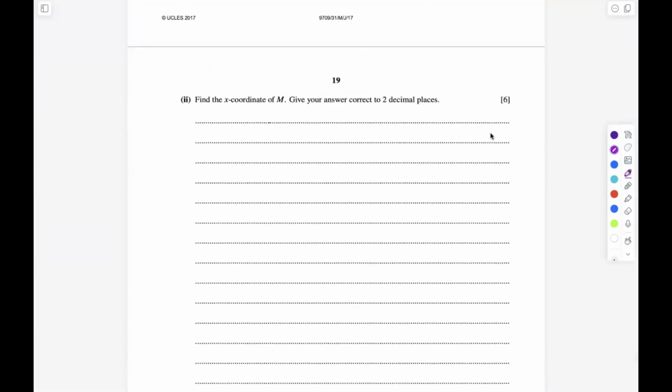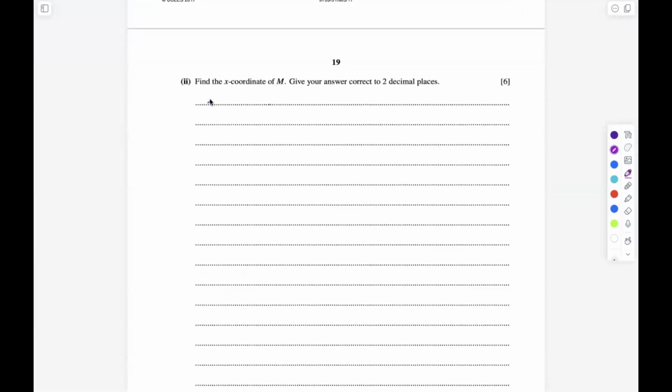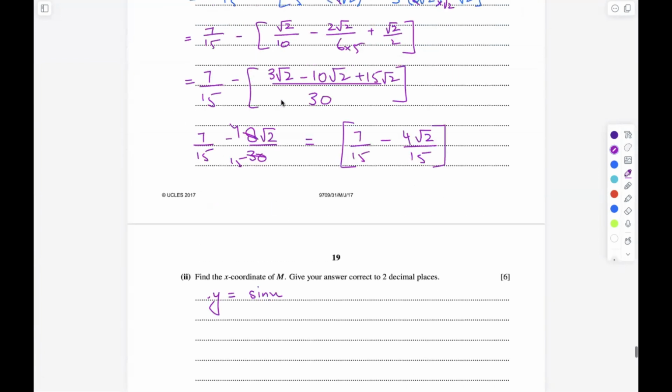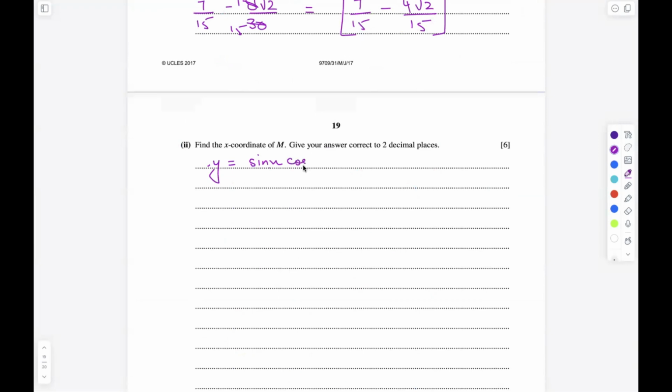In part 2, we have to find the x coordinate of M, giving our answer correct to 2 decimal places. Now we know that M is the maximum point, which means first we'll have to find the dy by dx, as y was given as sine x cos squared of 2x. So as they're multiplying, we'll have to use the product rule. We know that dy by dx will be equal to v u dash plus u v dash.